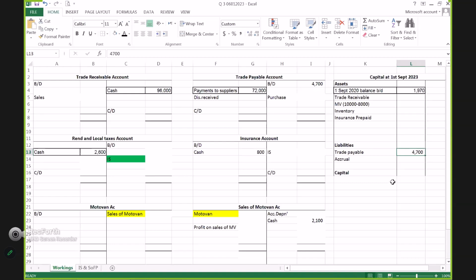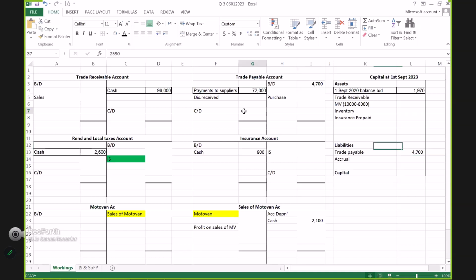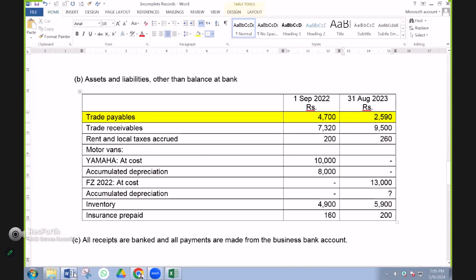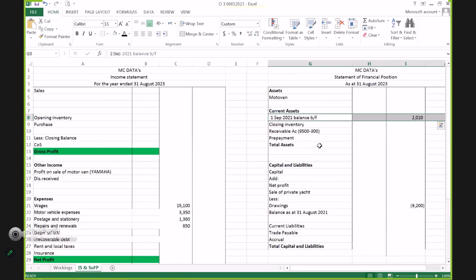Trade payable 4,700. Then closing balance 2,590. So the trade payable closing balance 2,900, sorry, 2,590. And it is also transferred to the closing statement of financial position, trade payable 2,590. So the opening balance is transferred to the ledger and the calculation of the capital, as well as the closing balance is transferred to the ledger closing balance, as well as the year-end financial position.